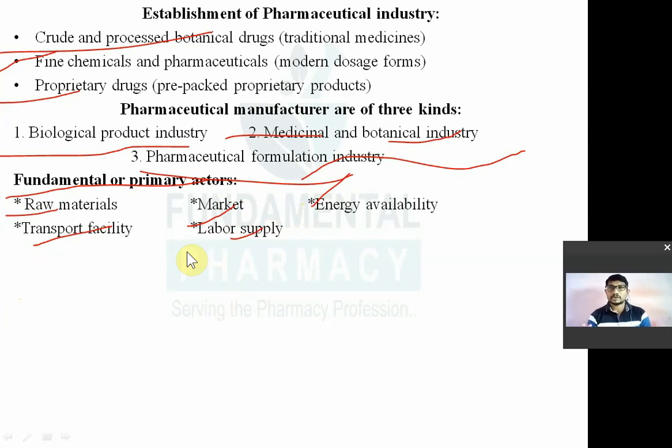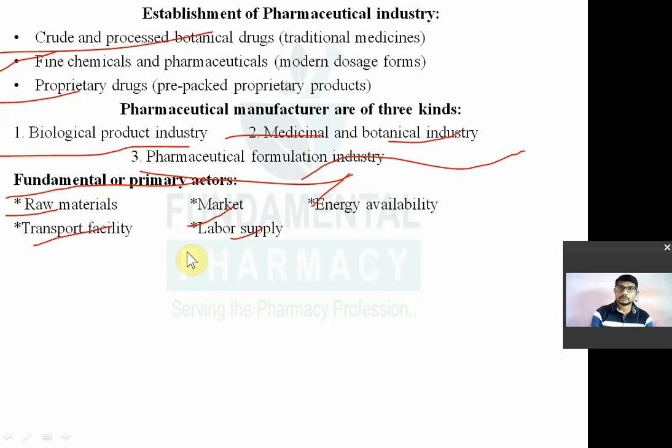Suppose that you have done everything, you have constructed the company, you have taken all the licenses, and you are now starting your company. Your company is ready to work, but there is no availability of raw material in your area. So what can you do? You cannot process your industry. So you have to take into consideration whether there is raw material availability. Raw material availability is very important in certain kinds of pharmaceutical companies.